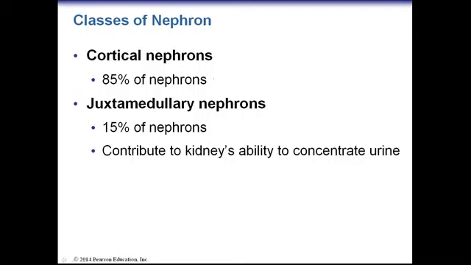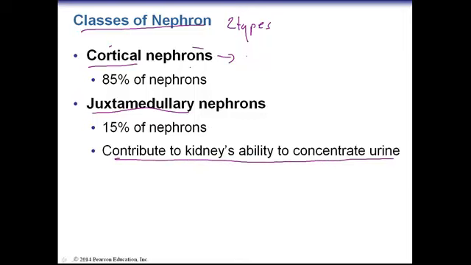So we have two types of nephrons. I don't know if we call them classes or there's really just two types. Cortical and juxtamedullary. So the corticals are obviously the ones that are more towards the outside, and the juxtamedullary are the ones that are closer to the medulla. So we have more corticals than juxtamedullary. They have slightly different functions. And these juxtamedullaries contribute to the kidney's ability to concentrate urine.